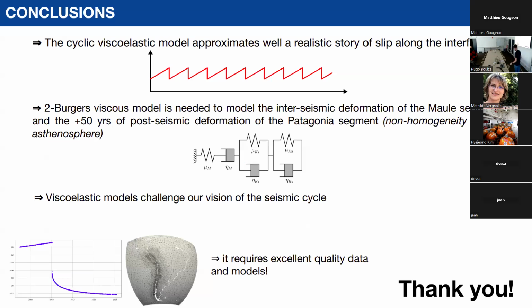So here are my conclusions. The first is that the cyclic viscoelastic model, as I've shown you, approximates very well the realistic theory of slip along the subduction interface. We need this kind of viscous model to reproduce both the deformation right after an earthquake and 50 years after another one. And that viscoelastic model, of course, challenges our vision of the seismic cycle, for example the definition of the inter-seismic phase, and the transition between post-seismic and inter-seismic.